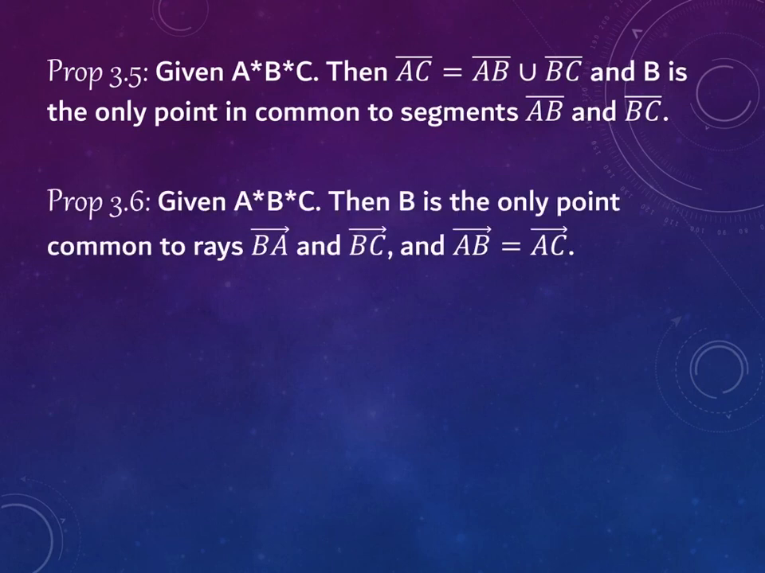3.6, same condition at the beginning. B is between A and C. Then B is the only point common to rays BA and BC. And ray AB would equal ray AC.